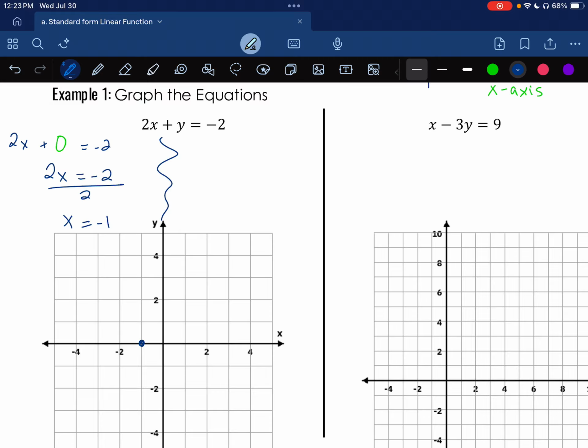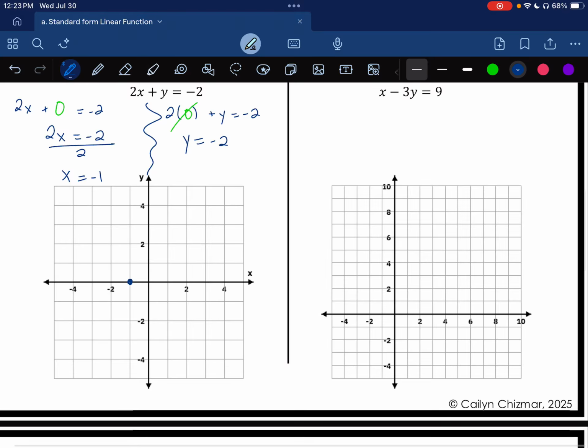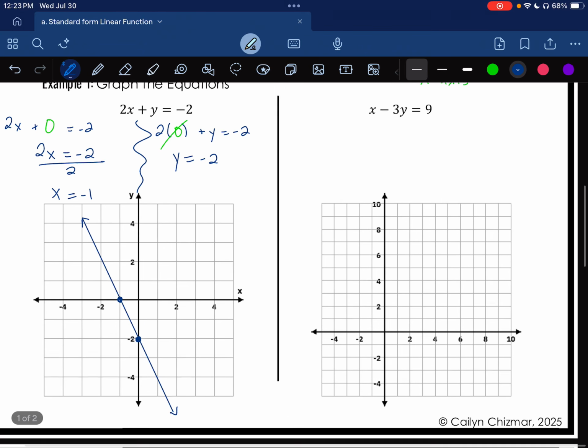Now we do the opposite for y. So I'll plug in 0 for x. So that goes away. That becomes 0. Got y is equal to negative 2. Perfect. Plot that point and connect. All right, looks pretty good. All right, first one done. Let's look at the next one. And I promise after this we'll get into the applications.